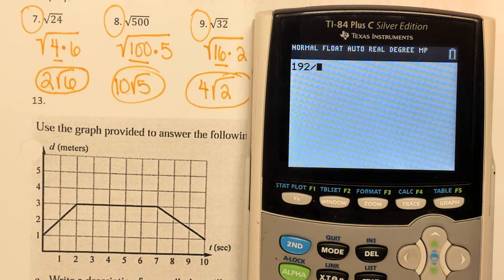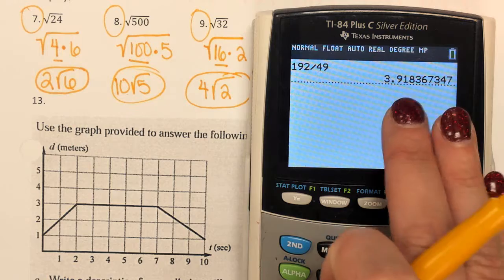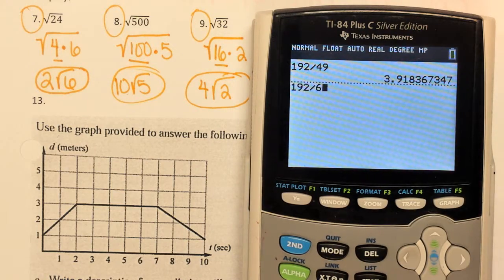What's the next one that you got? 32. Perfect square. 36 is a perfect square. 32 does divide, but I need a perfect square. What's the perfect square that divides? 49. 49 does not go. 64? Yep, 64. There you go.